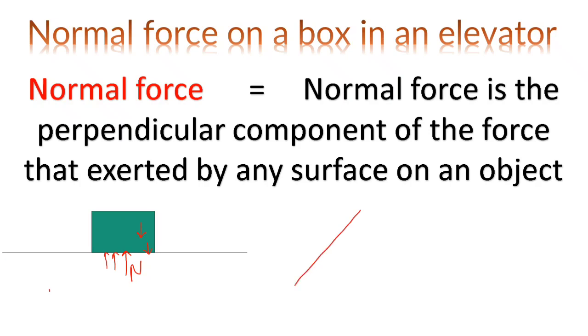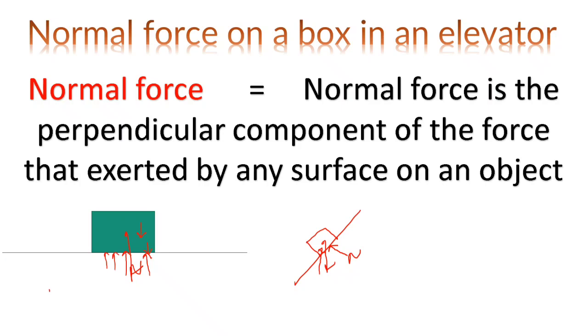If the surface is like this and the object is placed in this situation, then the normal force will act in the perpendicular direction only. Here mg is in this direction, here mg is also in this direction, but here normal force is opposite to the direction of mg, but here normal force is not opposite to the direction of the mg gravitational force, but it's always perpendicular to the surface. Means normal force will always act perpendicular to the surface and it's a contact force. That is the definition of the normal force.